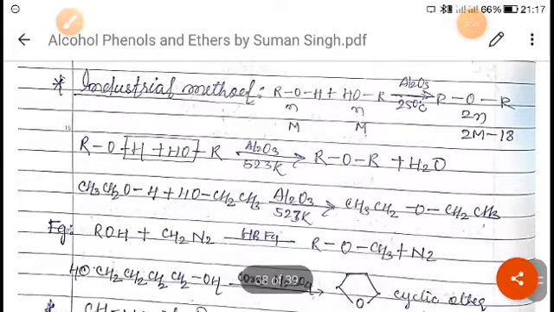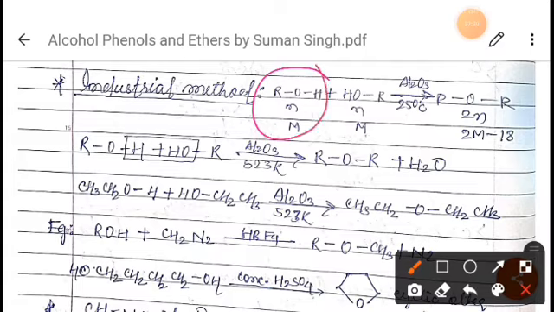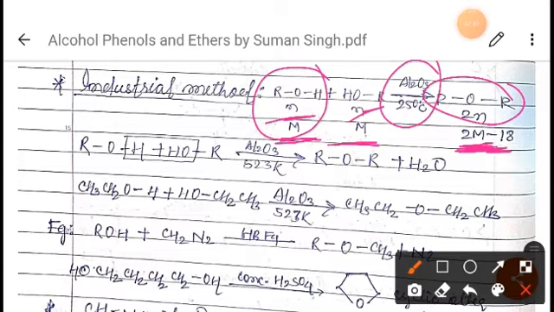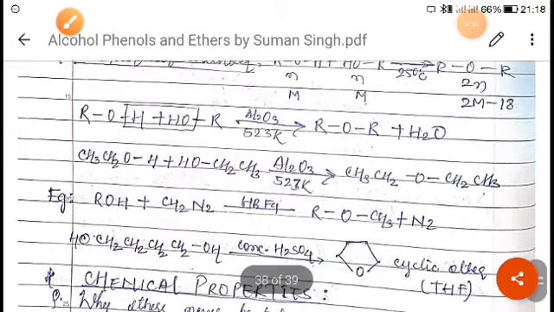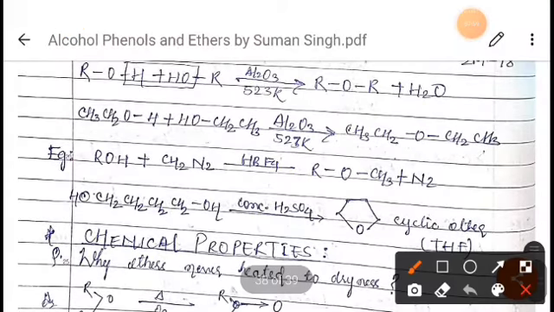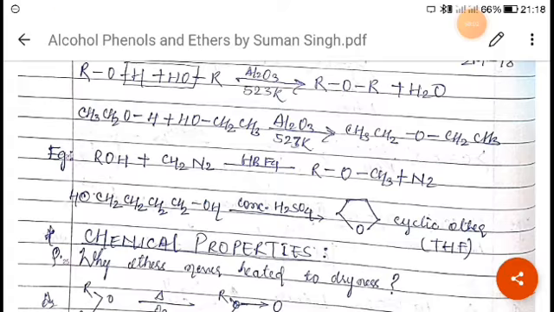It is very easy. Now next is the industrial method for preparation of ether. As you can see, when n mole of ROH and n mole of ROH are heated with Al2O3 at 250 degrees Celsius, we will get n mole of ROR, which is ether. If the mass is m here and here also mass m, then the product mass will be 2m minus 18, because water is coming out from here. Some examples are given here of the industrial method for preparation of ethers, right? Next we will see the chemical properties.